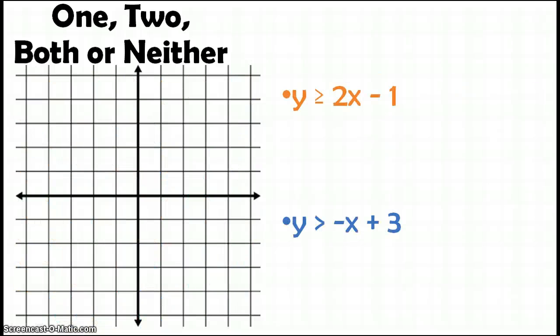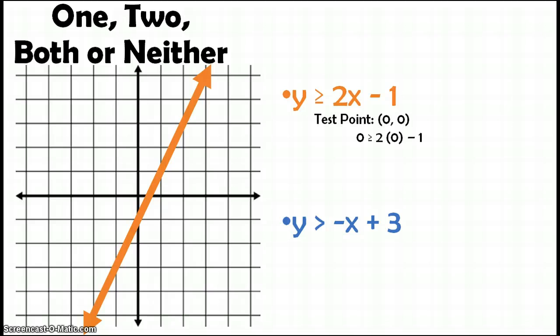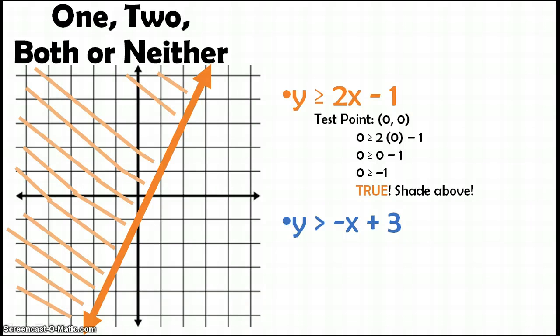All right, let's try another one. We're going to graph our orange equation again. We're going to start at negative 1 and go up 2 over 1. It's a solid line. If we pick a test point, put 0, 0 in for x and y, and solve, we're going to get 0 is greater than or equal to negative 1, which is true, so we're going to shade above where 0, 0 is.